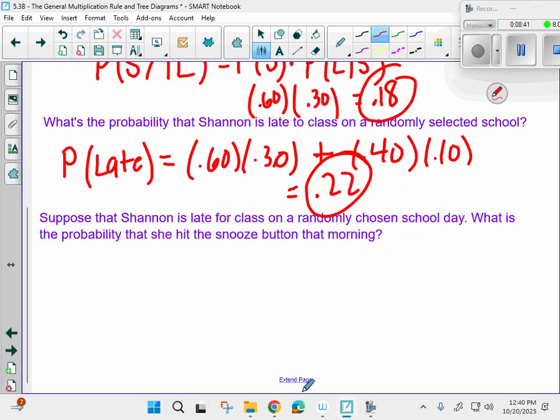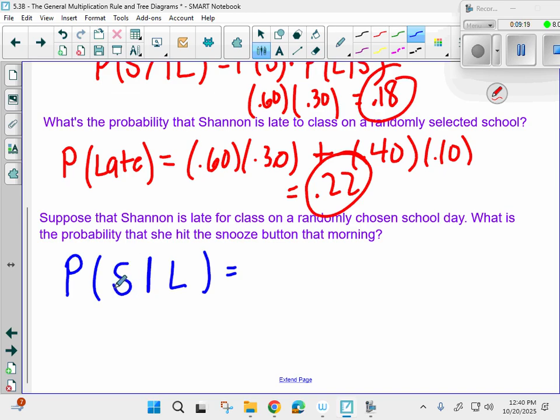Suppose Shannon is late for class on a randomly chosen school day. What is the probability that she hit the snooze button that morning? All right, this is a conditional statement. So you have to be able to set up this piece that we learned last week. The second thing is what we know happened, and the first is what we're finding the probability of. Suppose that Shannon is late for class. What do we know happened? We know she's late. What is the probability that she hits snooze?